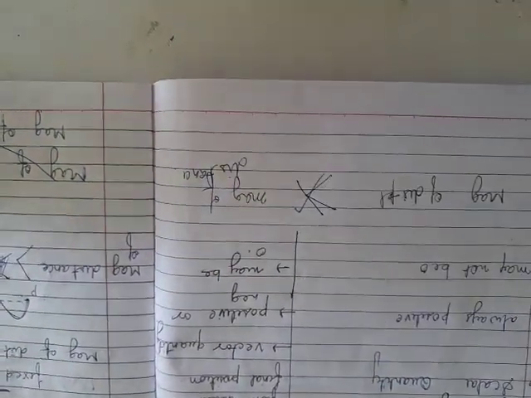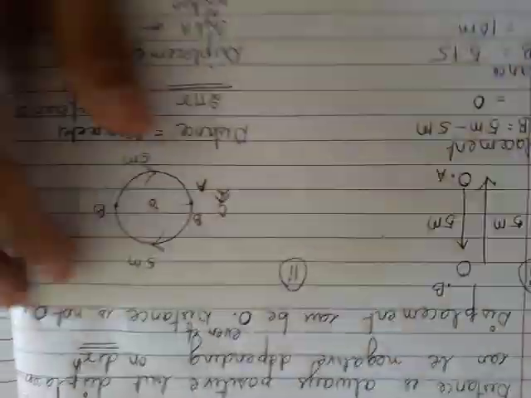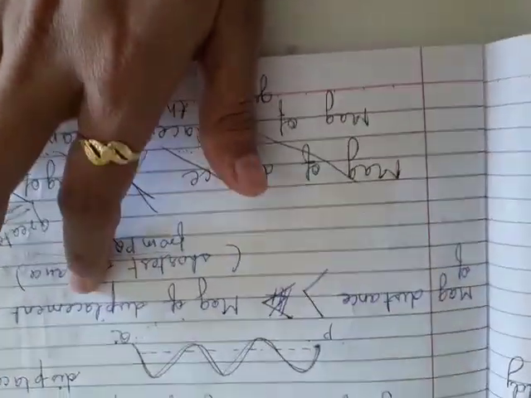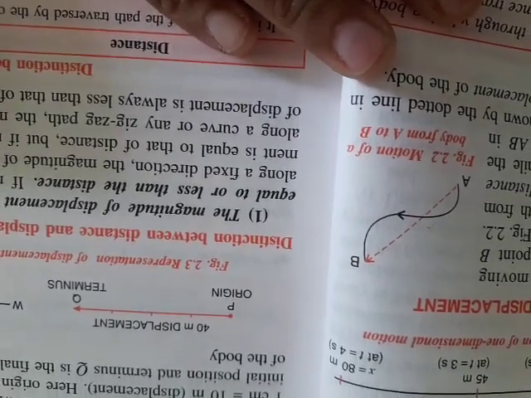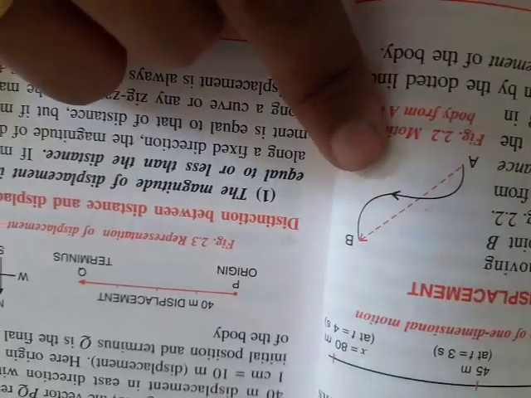Now here they have given a few examples which we will be going through. First example, which I have already made clear: a body moves from a curved path A to B. You can take the example of figure 2.2. The body moves from A to B in a curved path. Distance travelled by the body is equal to the length of curved path AB.